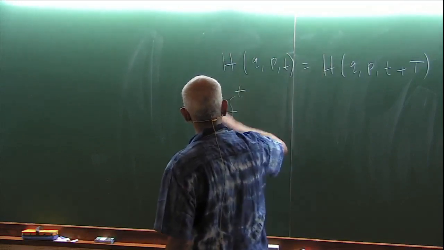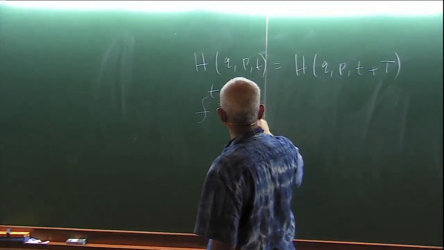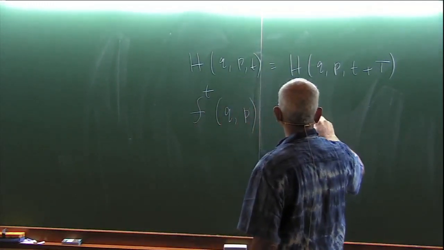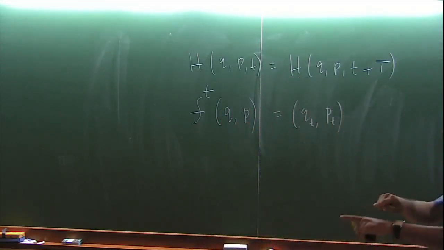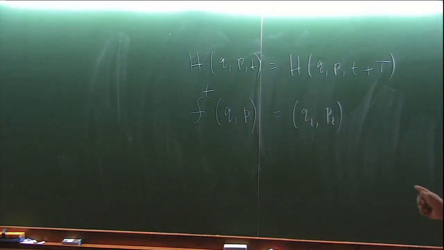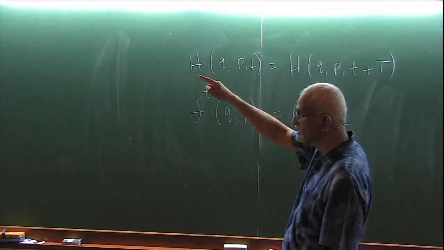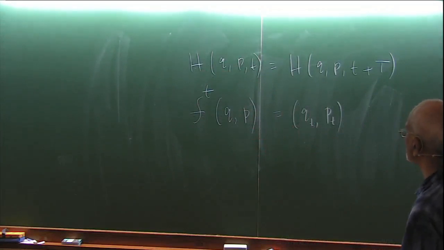So let's denote by ft the map which will take an initial point qp and give you the position and momentum at a later time. Okay, so this is the map. It's a map or a function which is basically what you would have if you integrate those equations of motion. It's an integral form of those differential equations. It gives you that, right? You understand what ft is.